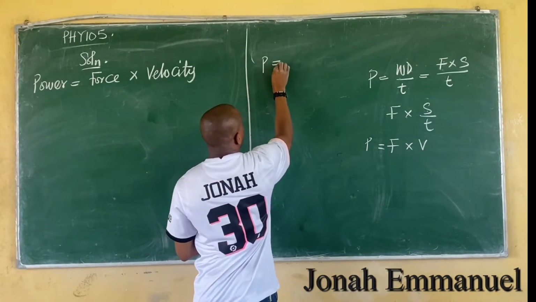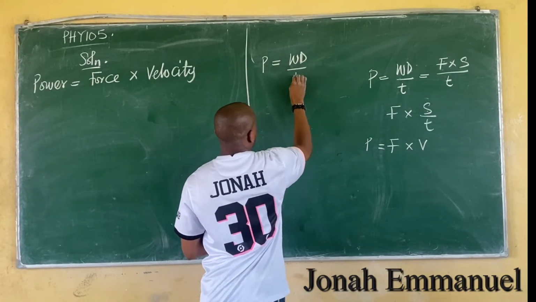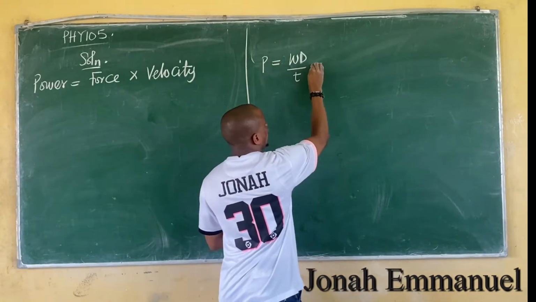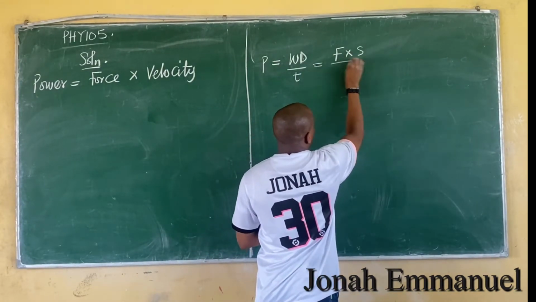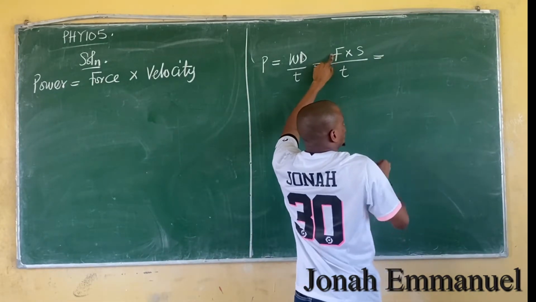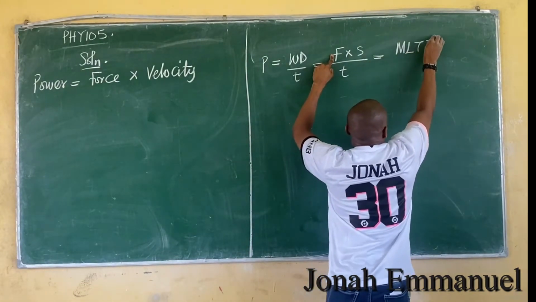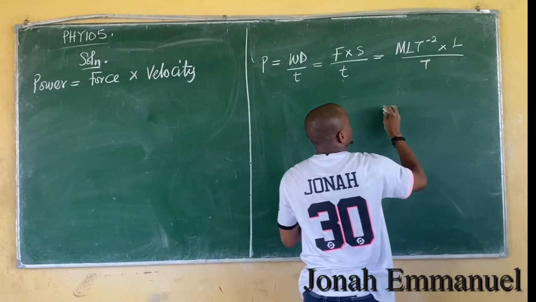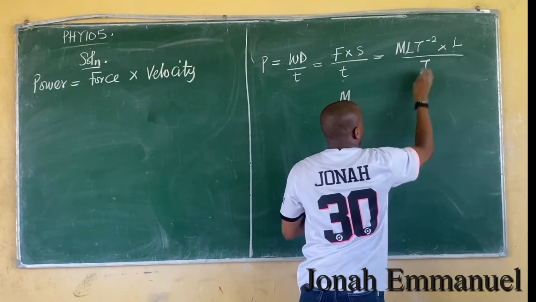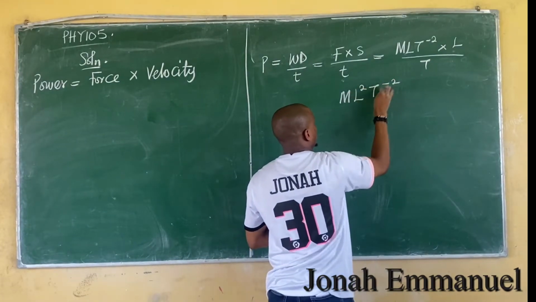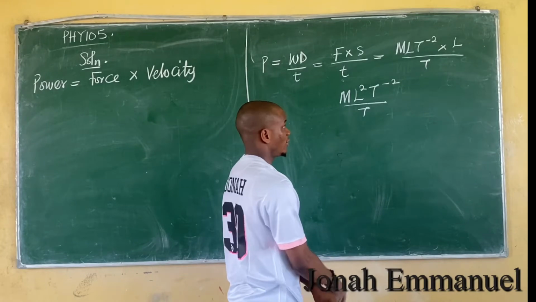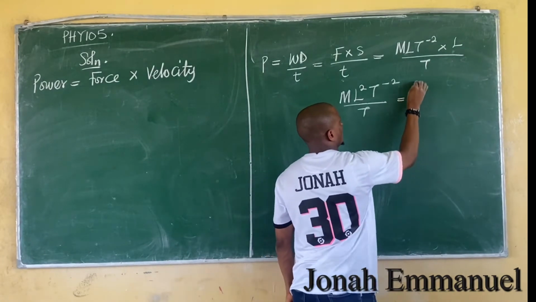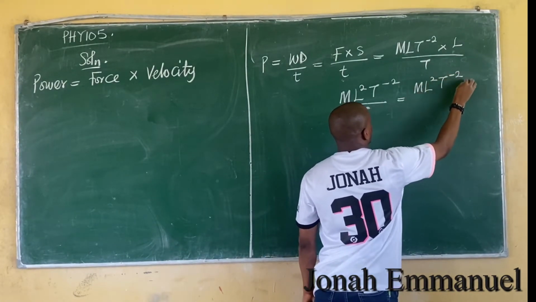First of all, power is equal to what there? Work done all over what there? Time. For work done, what's the dimension? What is work done? Force times distance over time. For force, what's the dimension there? M L T to the power what there? Times distance, all over time. Work this out. This gives you M, L times L, T to the power what there? L times L gives you L squared, T to the power minus 2. This is now equal to M L squared T to the power what there?